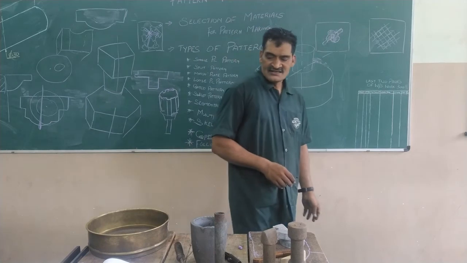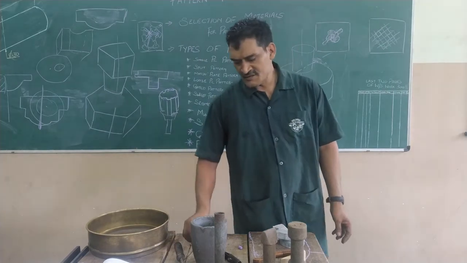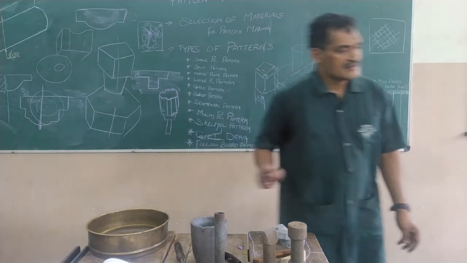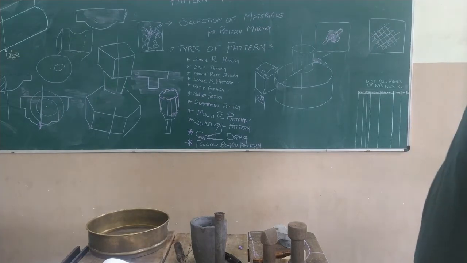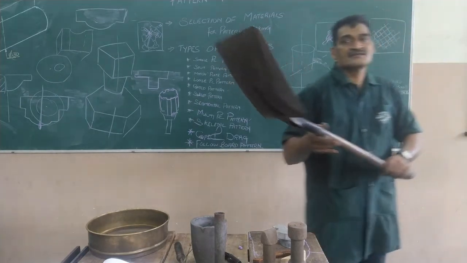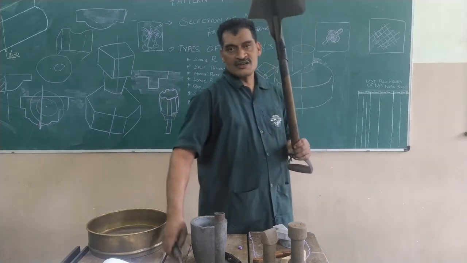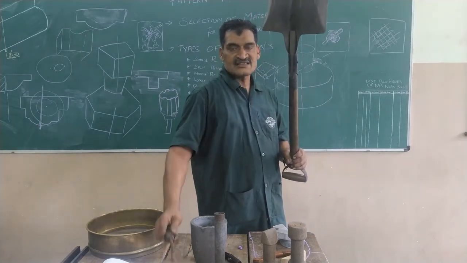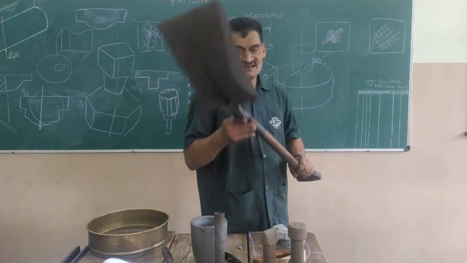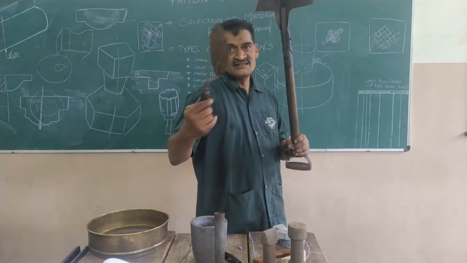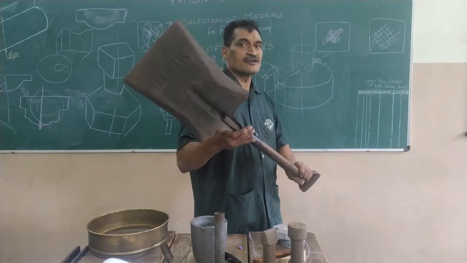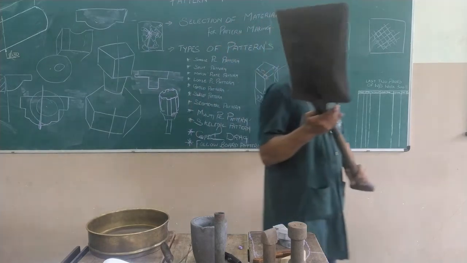Okay, after rammers, the next tool that we will be using is a shovel. A shovel is also used like a trowel for mixing large amount of sand. This is used for small amount of sand. This is used for large amount of sand. Trowel.